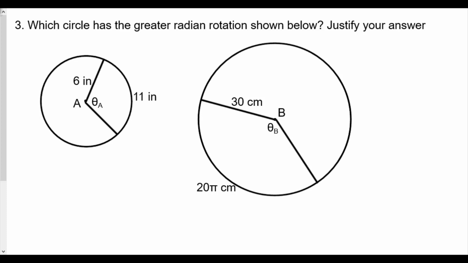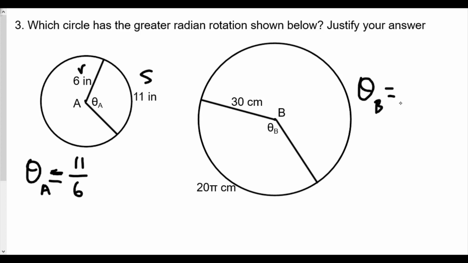Now, which circle has the greater radian rotation shown below? And so here we're going to look at first theta A. Our arc length is 11 inches, while our radius is 6, so we have 11 over 6. Okay, and for the angle measure theta B, here we have our arc length 20 pi and our radius 30. So we have 20 pi over 30.